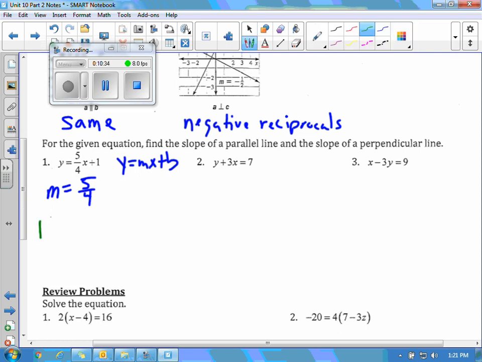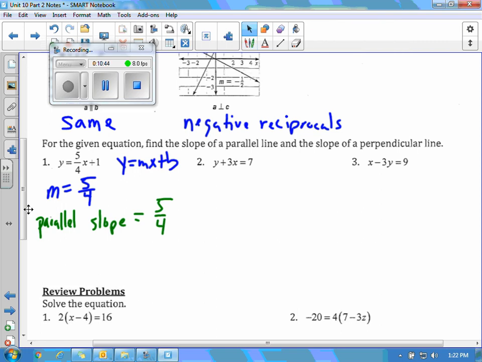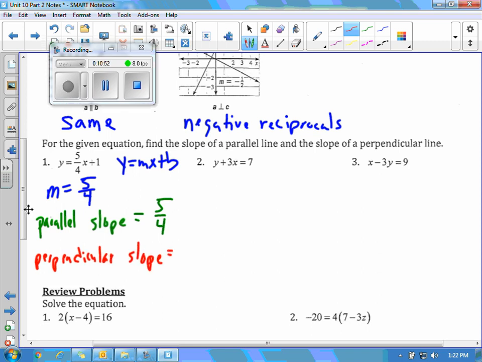That means parallel lines have the exact same slope. So my parallel slope would also be 5 over 4. Then I also need to find the perpendicular slope. Remember that the perpendicular slope is the negative reciprocal, which means I need to flip this fraction to make it 4 over 5, and then change it from positive to negative. So it would be negative 4 over 5 there.